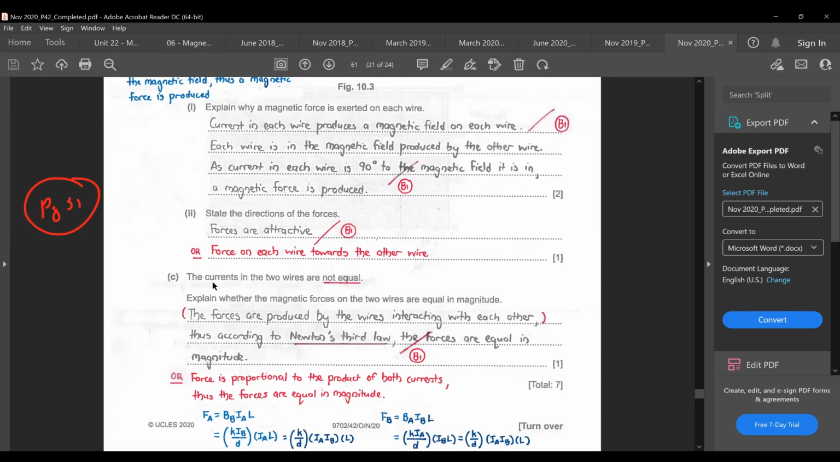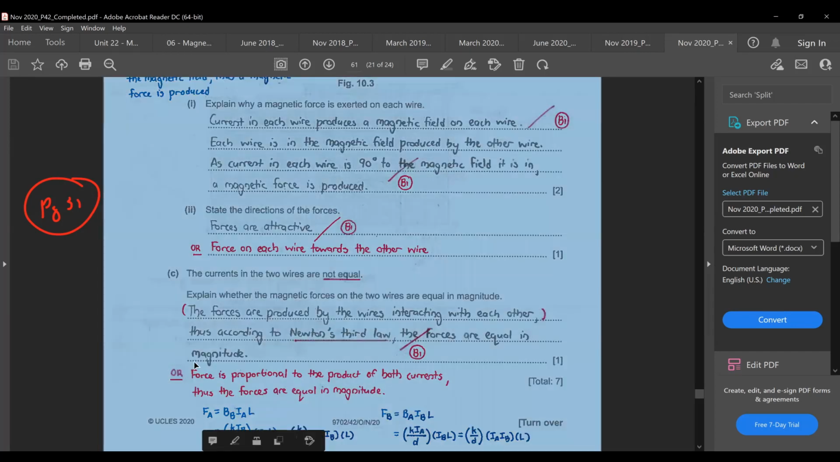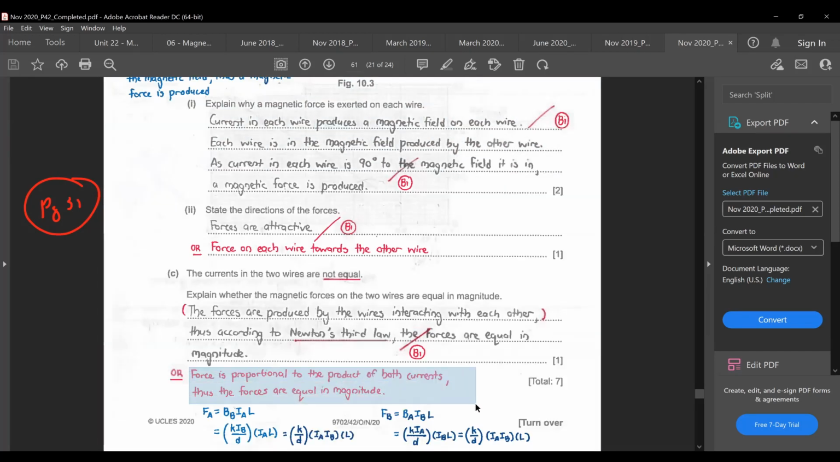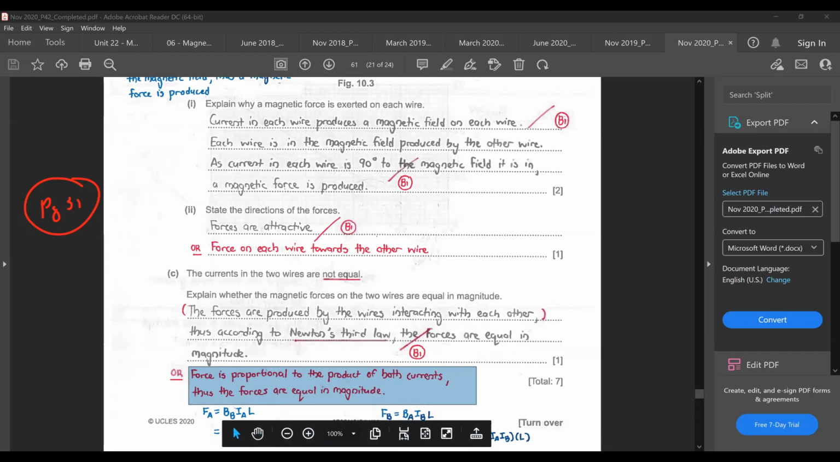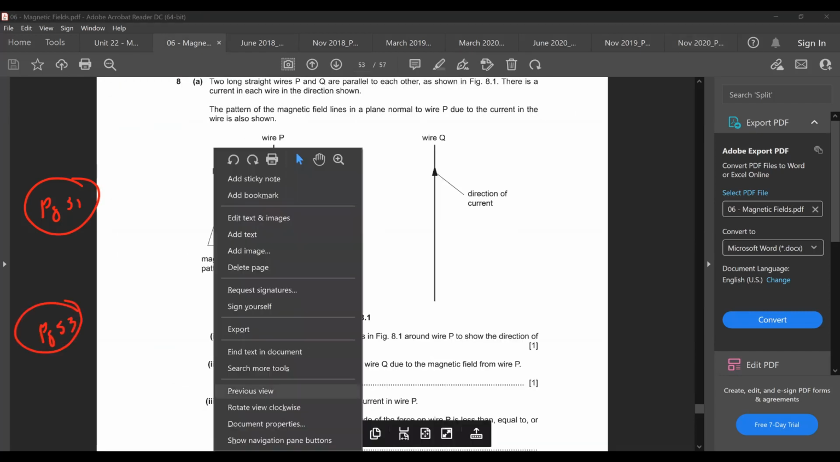Now, after that, C: the currents of the two wires are not equal. Explain whether the magnetic forces on the two wires are equal in magnitude. Again, this one is the same as what we just did. According to Newton's third law, the forces should be equal and opposite. The other answer, that force is proportional to the product of both currents, thus forces are equal in magnitude, is the same thing as what we did just now, but I mentioned it is better not to use this one. I'll go through the last question before I move on to the next part of your chapter.